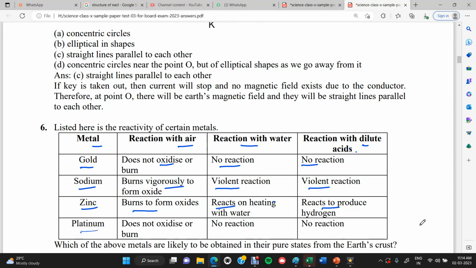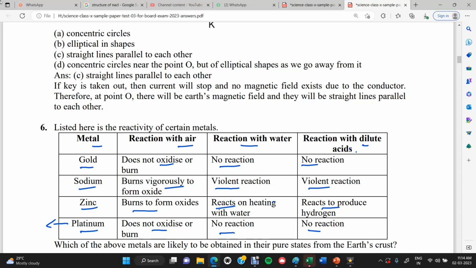Platinum does not oxidize or burn, no reaction, no reaction. Now platinum jewels are available now. Why? What's the reason we are using platinum as a jewel? Yeah, they will not react with anything. That is why, and it will give you a glossy finish. That is okay, right? Now let's get into the question.